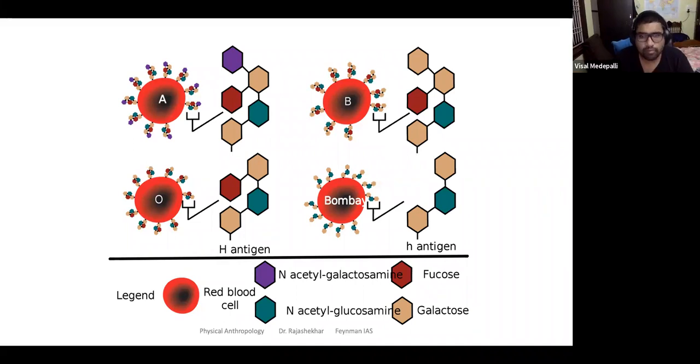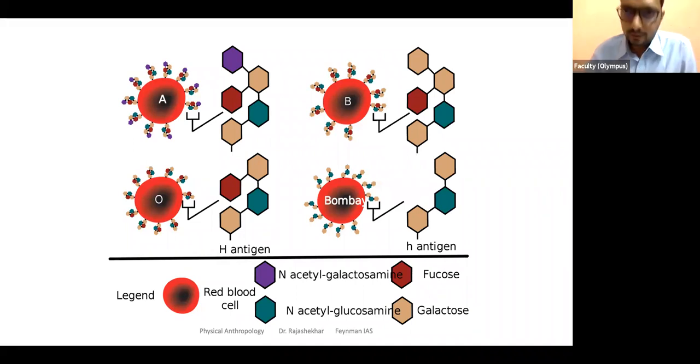So Bombay blood groups lack H antigens, right? Exactly. Yes. And you see in the image here, in O we wrote capital H. In Bombay, we wrote small h. So in O blood group, we have an extra moiety which is missing in the Bombay blood group people. O blood group people have H antigen. Bombay blood group people don't have the H antigen which is present in the O blood.